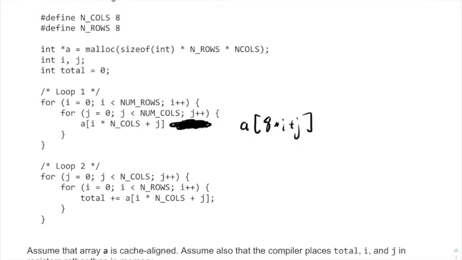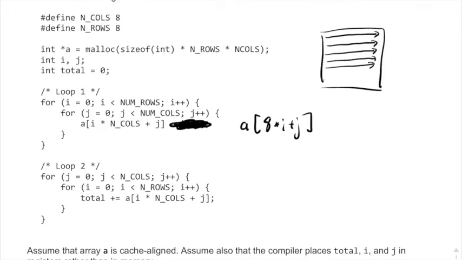Now, because j is incremented by 1 in the inner loop, let's say we have the grid here. You can imagine the pointer going through the rows in sequential order. The one thing that you should note about this first double for loop is that there's good spatial locality.